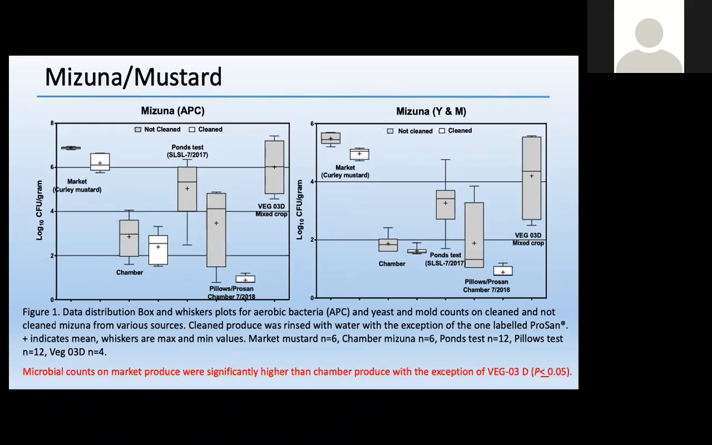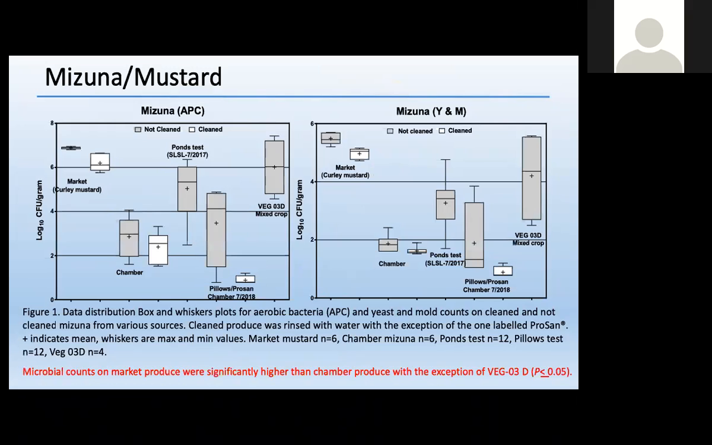This shows cleaned Mizuna from this experiment. Those were cleaned with Prosan wipes. So Prosan is a vegetable wash. It's a lactic citric acid based cleaner. And they actually use these on the space station after they do a harvest. They take the wipes and pat their produce in between those two wipes.